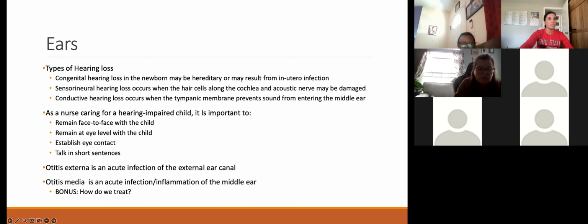And then we have our types of ear infections. So otitis externa is going to be an infection of the outer ear, the external ear canal, or swimmer's ear. And then otitis media is going to be an infection or inflammation of our middle ear. And our first line of treatment is going to be antimicrobials, and typically oral amoxicillin for 10 days is going to be how we're going to treat.